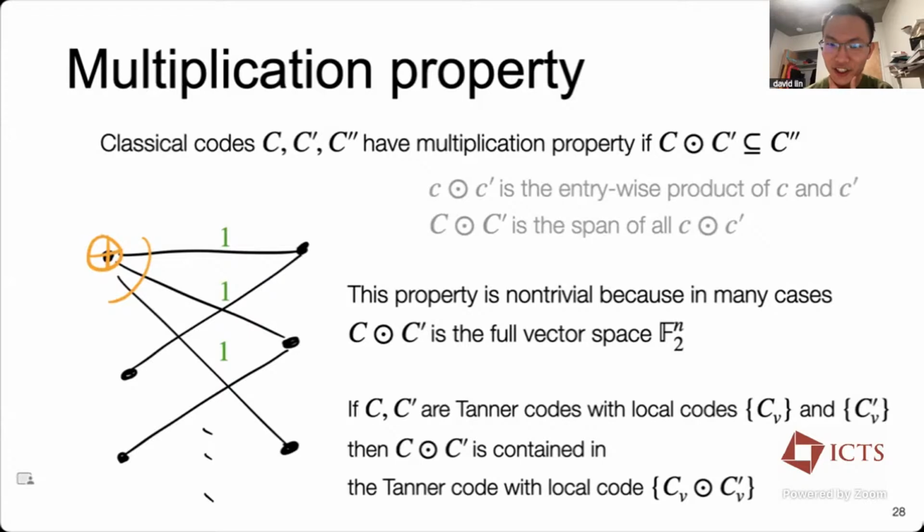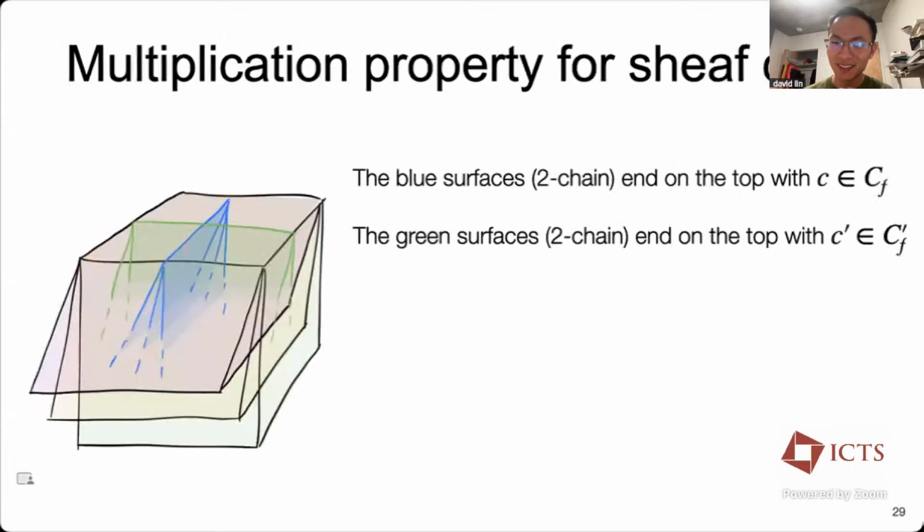Okay, and what I want to say is essentially that you also have a similar feature for these quantum codes. So let me briefly explain this. Now your complex is no longer two-dimensional, it's three-dimensional. In this three-dimensional complex, you have these logical operators, and they become these surfaces. For example, this blue surface over here, and this green surface over here. Again, these surfaces have to end on the top face in a certain way, determined by these codes, CF and CF prime.